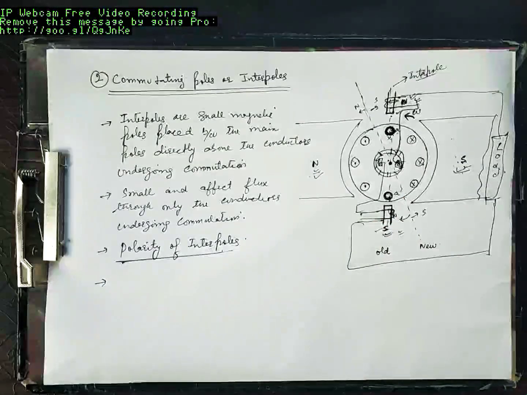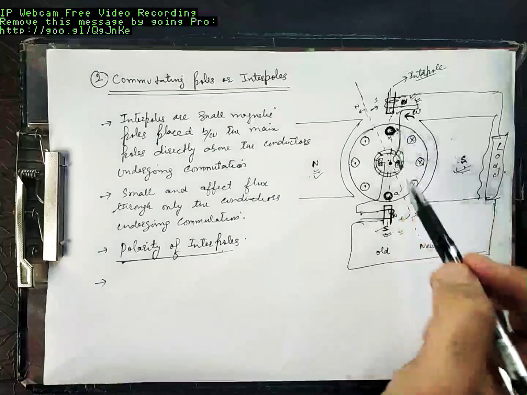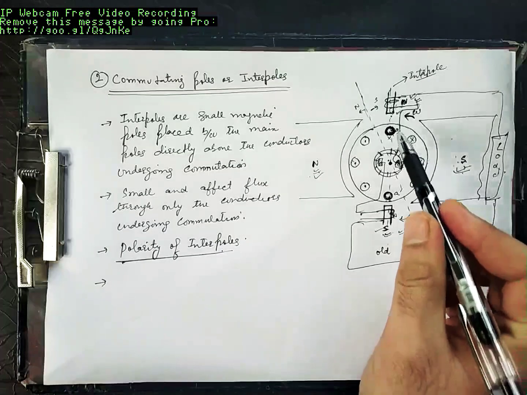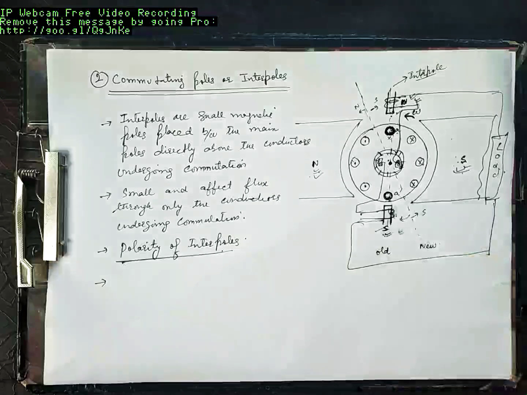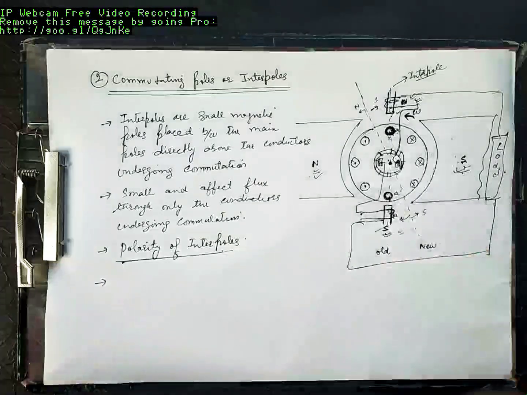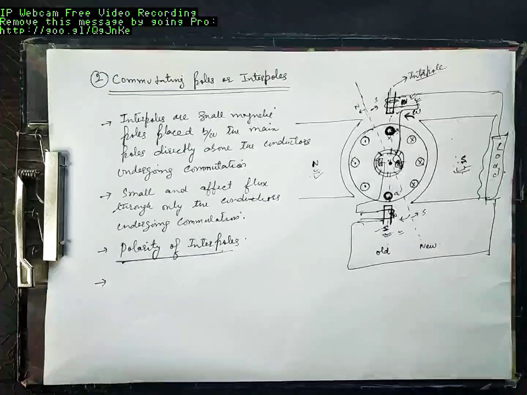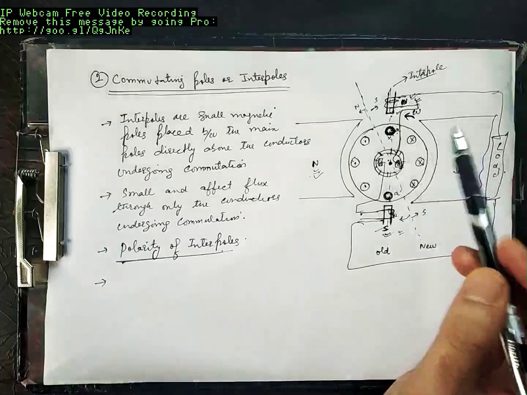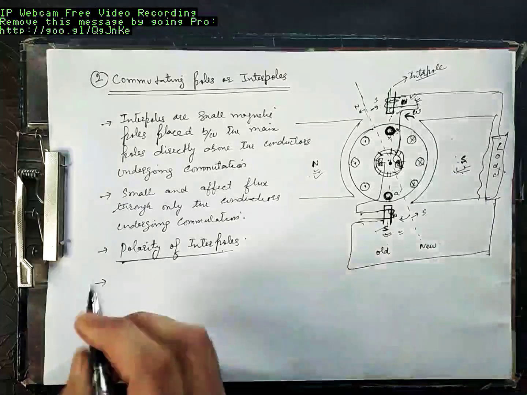So when commutator segments connected to A and A prime are being short circuited by the brush at this position, there won't be any sparks. Why? Because voltage induced in conductor A and A prime is already 0. This is how you connect. This shows how you connect interpoles to armature.